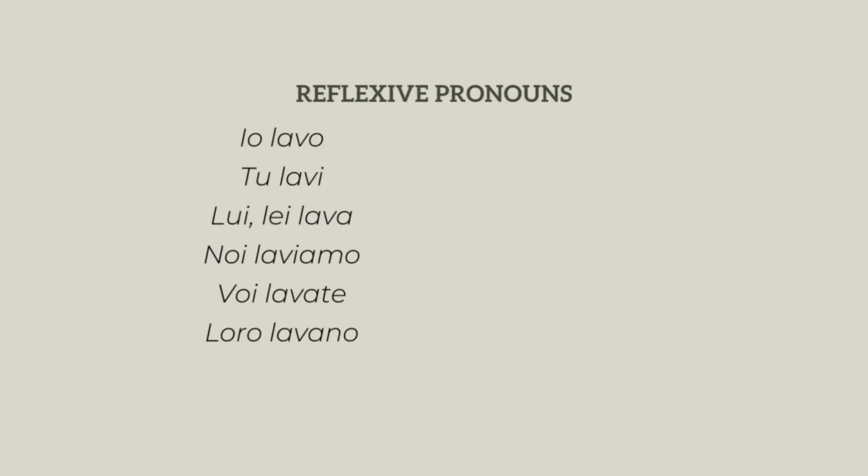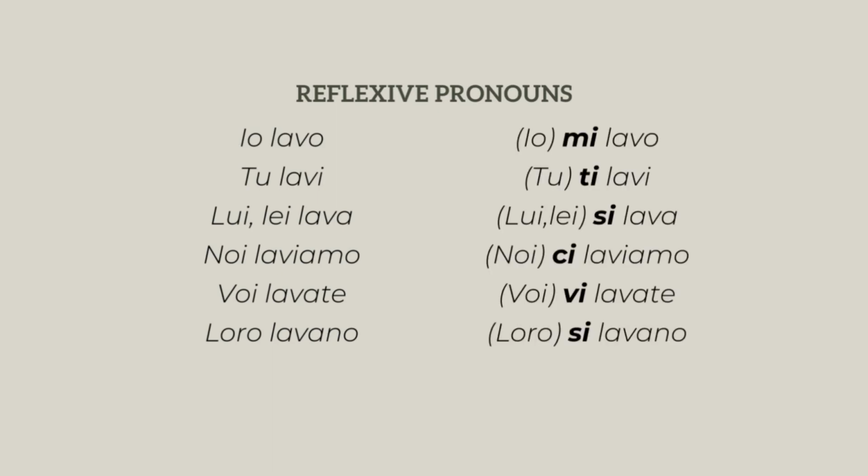Io lavo becomes io mi lavo. Tu lavi becomes tu ti lavi. Lui or lei lava, lui lava would be lui si lava, or lei si lava. Noi laviamo would be noi ci laviamo. Voi lavate, voi vi lavate. Loro lavano, loro si lavano. Okay, so a few things about verbs in this form.